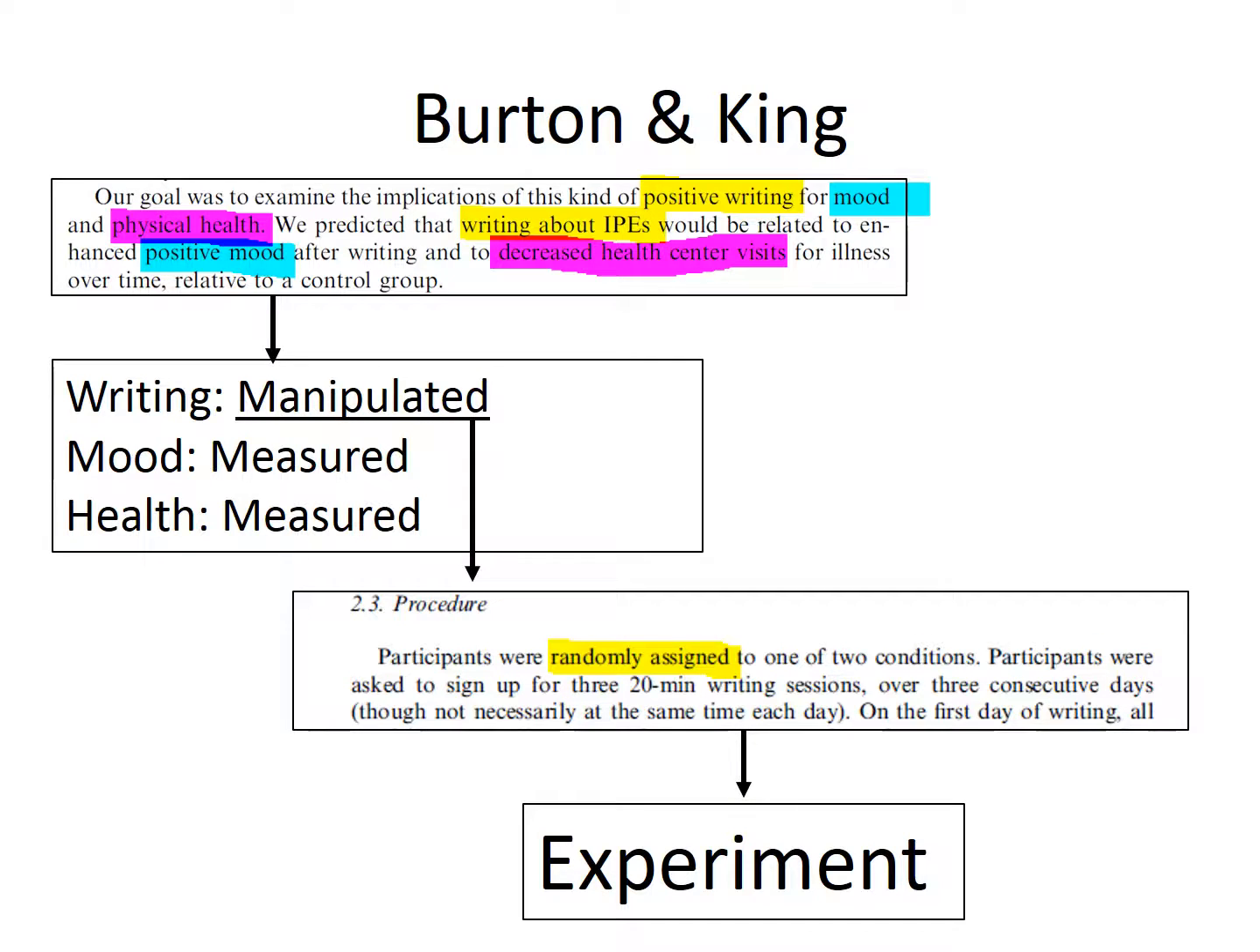The process of identifying the variables for Burton and King helped us find all the information we need to know that this was an experimental study. In some cases, the authors won't include information about how participants were assigned to the levels. If they manipulate a variable as part of the operational definition, we tend to still call it an experiment in the absence of another category.